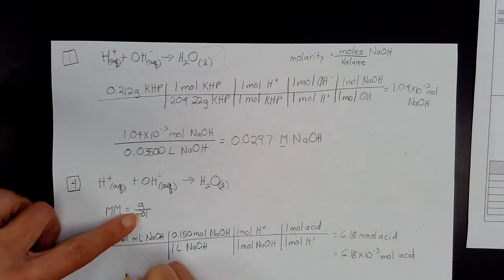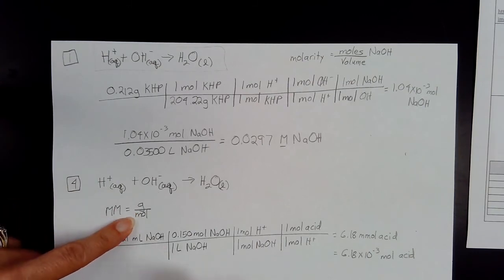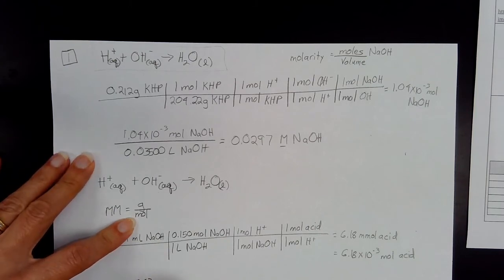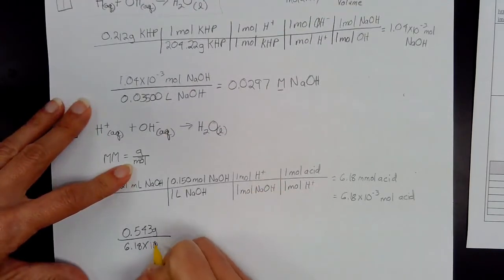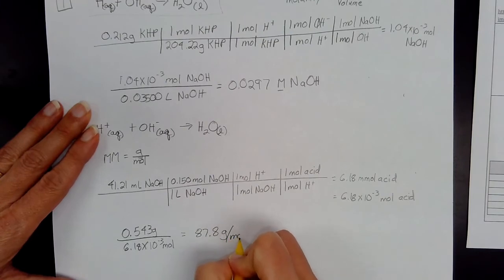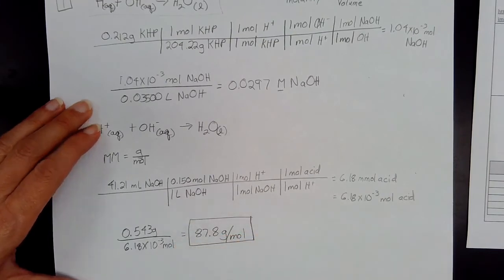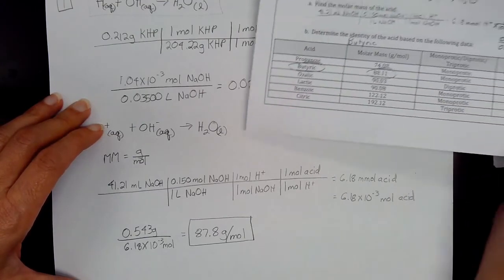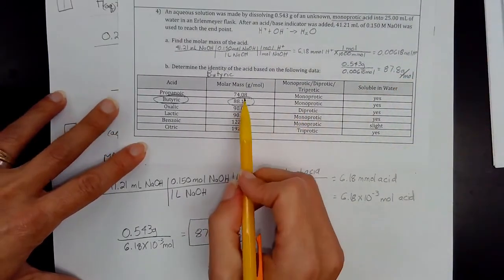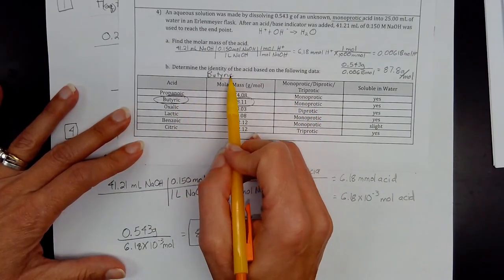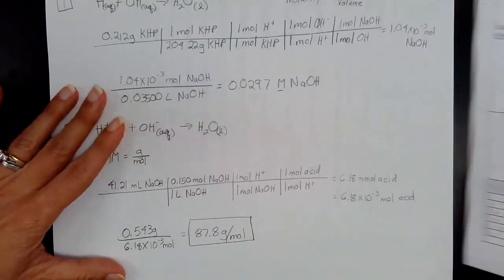And so I'm going to take the mass and I'm going to divide it by the number of moles. So I have 0.543 grams divided by 6.18 times 10 to the negative third moles. And that gives me 87.8 grams per mole. So I've now found the molar mass of 87.8 grams per mole. And if I look at the chart of available choices to determine the identity of the acid, the closest one that is monoprotic is butyric acid. So I'm going to make the assumption that I have butyric acid. Okay.